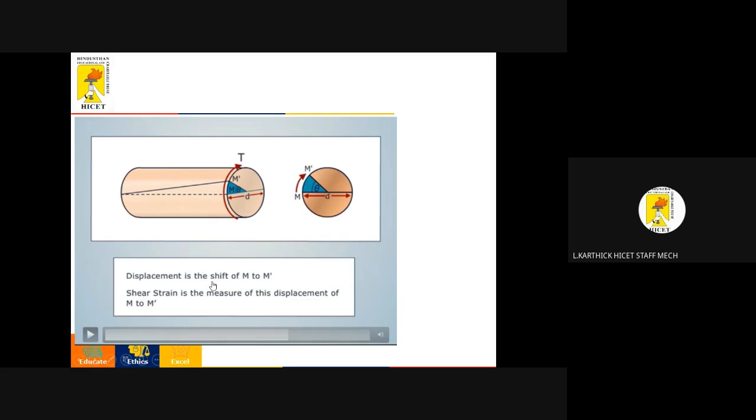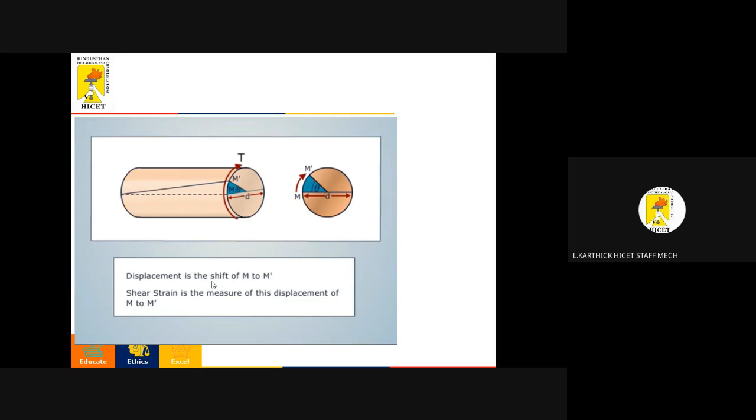Okay, so displacement. I already explained what is meant by displacement. That's a shift between point M to M dash. And the next one is what it will impact by means of this displacement M and M dash. This helps to calculate the shear strain, which is included in the twisting of the shaft. So there are two factors, shear strain and shear stress. These are the two factors that we need to understand.